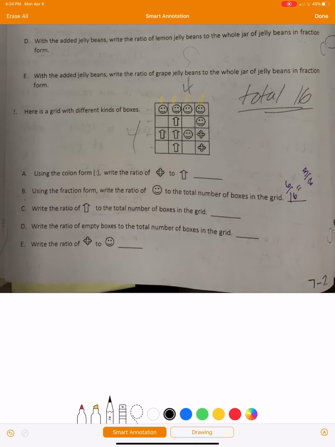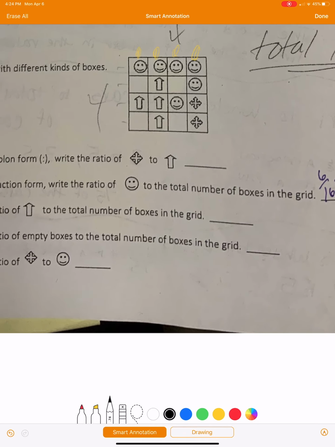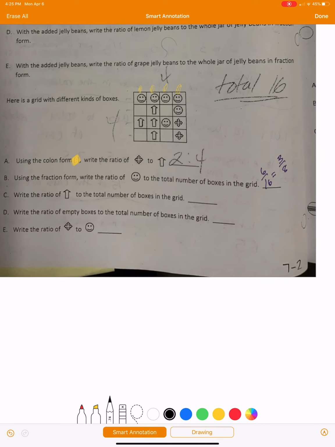Using the colon form, write the ratio of little plus signs to arrows. Once again, they asked us to use this colon form. They'll tell you what form you're going to write it in. The first thing I have to put is the little crosses. There's going to be 2, and the arrows 4. That's it.